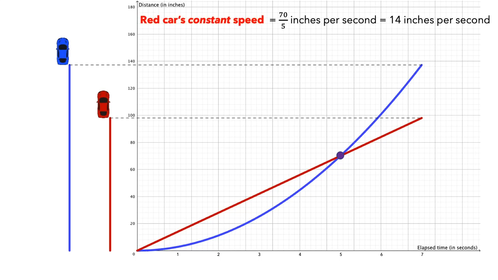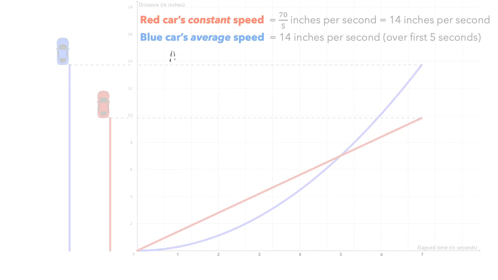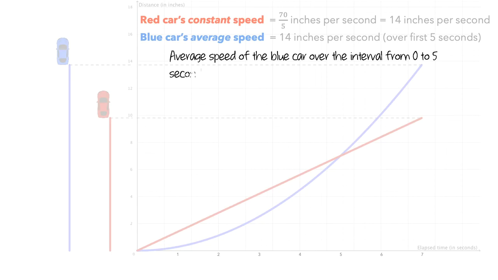Specifically, the red car traveled at a constant speed of 70 divided by 5, or 14 inches per second. Since the blue car traveled the same distance as the red car over the first 5 seconds since they started moving, the blue car's average speed over this interval of time is equal to the constant speed of the red car, which is 14 inches per second. This is the meaning of average speed. In this scenario, the average speed of the blue car over the interval from t equals 0 to 5 seconds was the constant speed required for the red car to travel the same distance in the same amount of time.